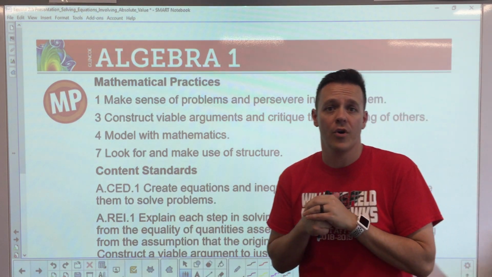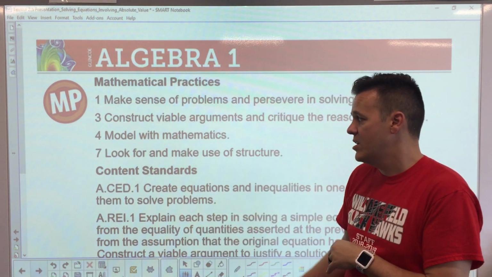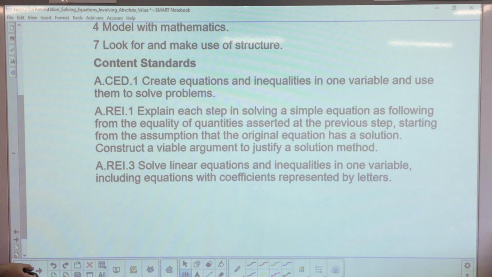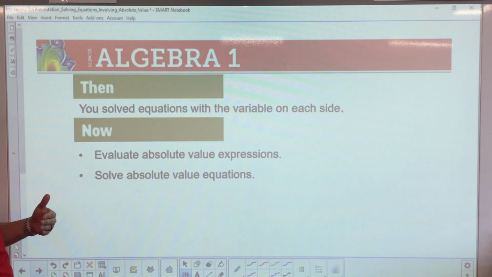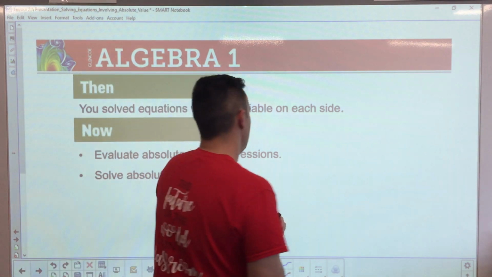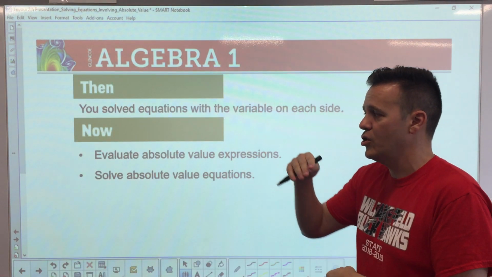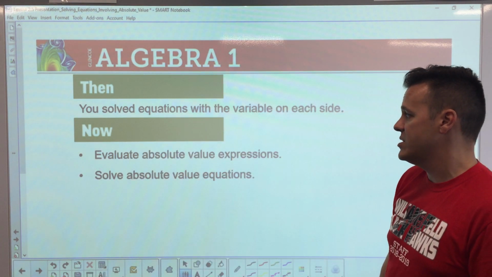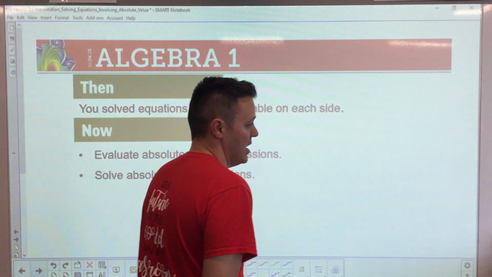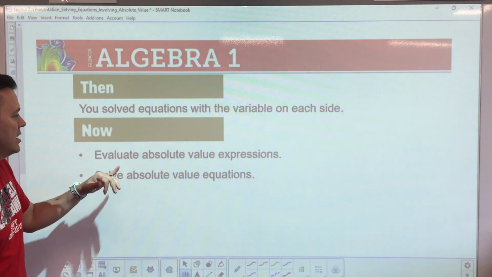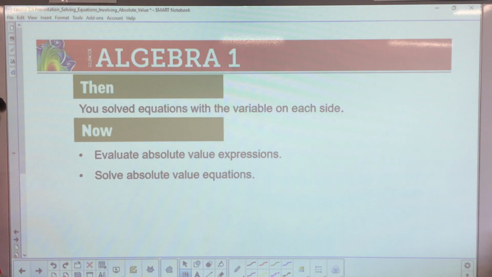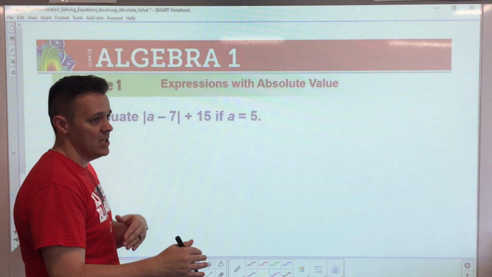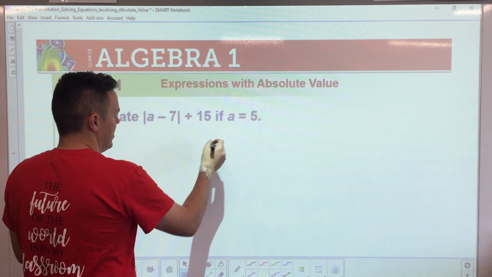All right, so today we have a bunch of mathematical practices we're working on, 1, 3, 4, and 7. And we're also going to be covering at least 3 standards. A lot of them have to do with the same thing we covered in the previous lesson, but we need to keep moving forward and continuing to learn about those standards. We solved equations with variables on both sides in the last lesson, 2.4. Now in 2.5, we're going into absolute value equations, okay? Kind of simple stuff. Some of you learned this last year, but let's get started.